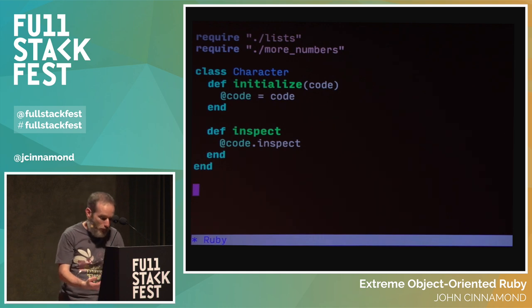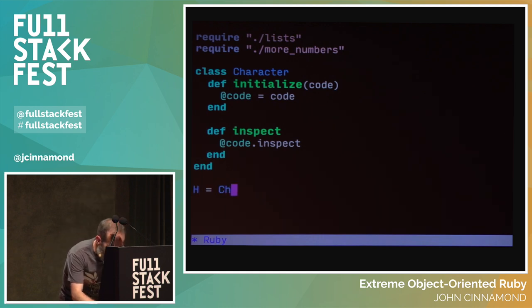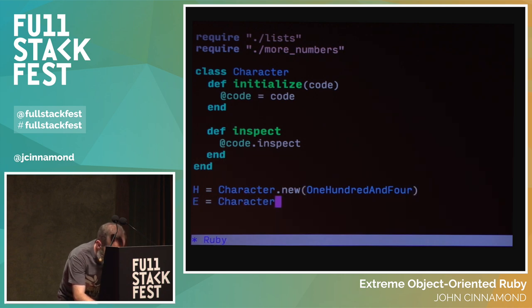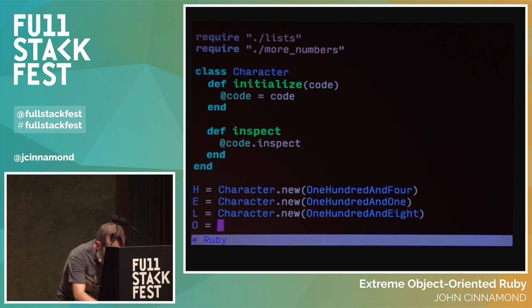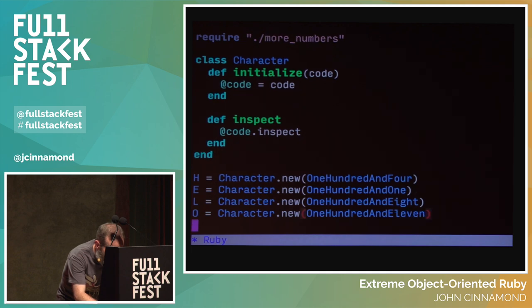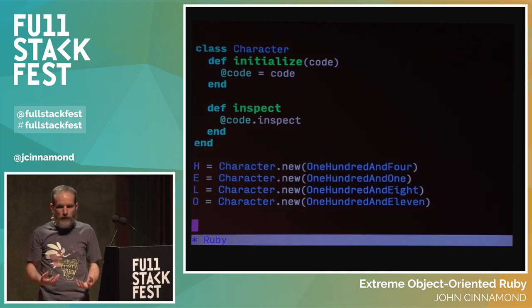So to use it, I can create, for example, the character H. I said these are going to take ASCII codes. So the ASCII code for this is 104. And E, again, is going to be a new character. And this time, it's going to be 101. L is a new character, which is going to be 108, I hope. And O is a new character, which is going to be 111.